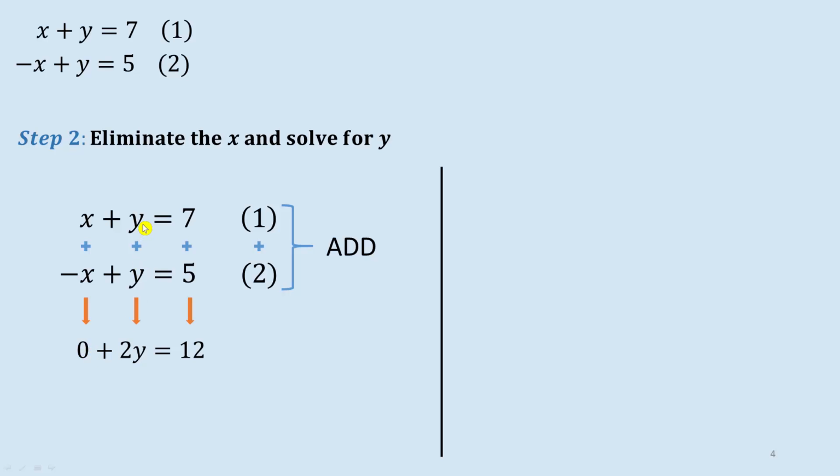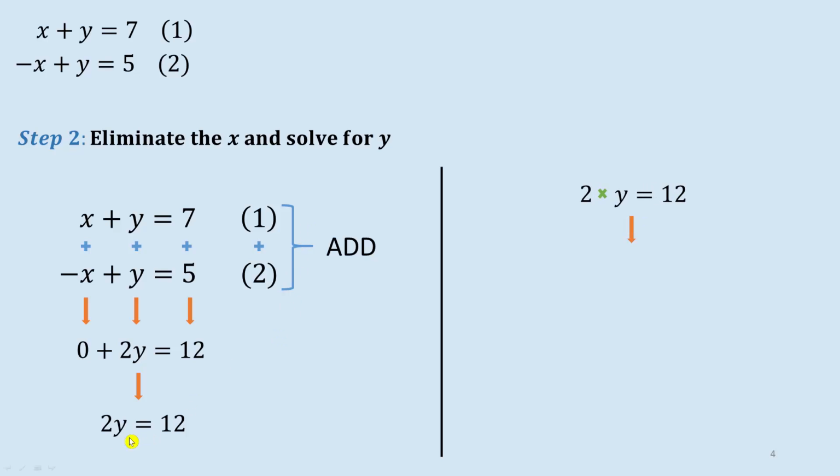Now what about the y's? If I have a y plus y, how many y's do I have? I've got 2. So I'm going to have 2y equals, now let's add up the two numbers. 7 plus 5 gives us 12. So we'll be left with 2y equals 12. The x is gone. We eliminated it. So we're just left with 2y equals 12.